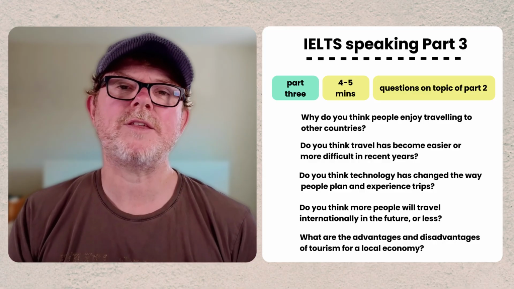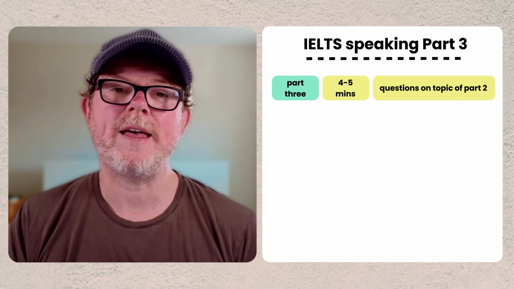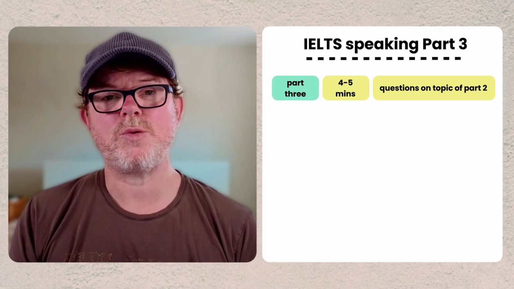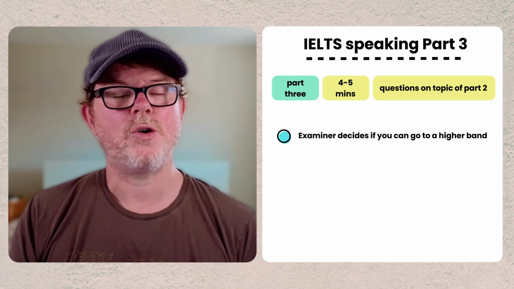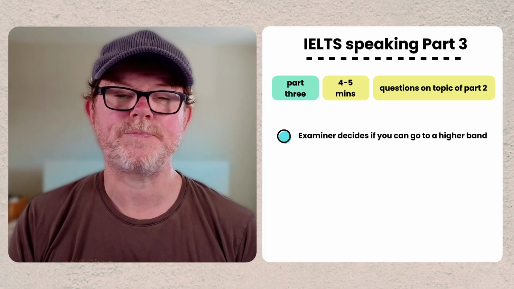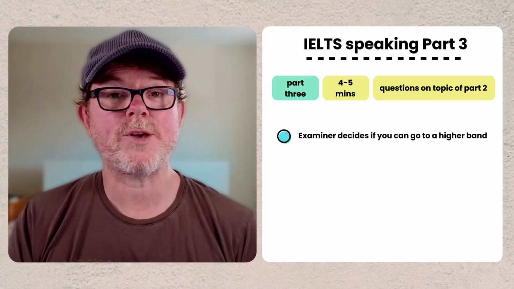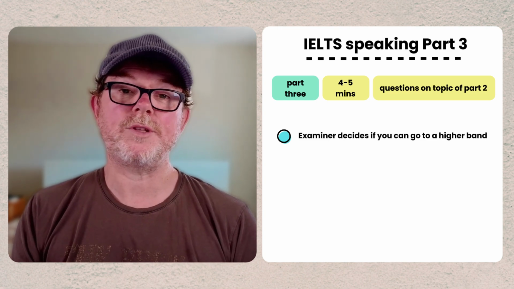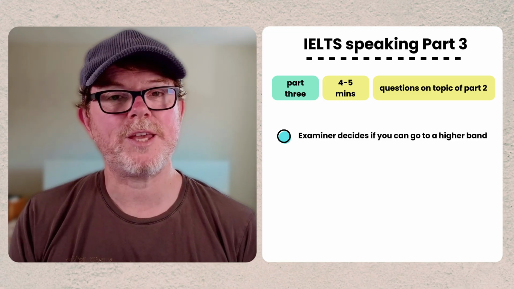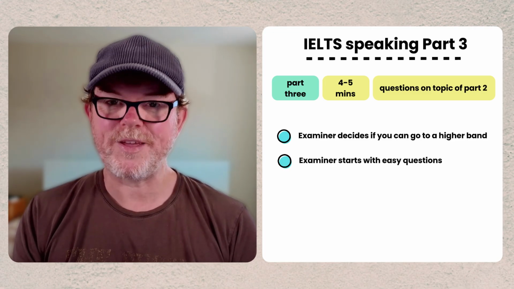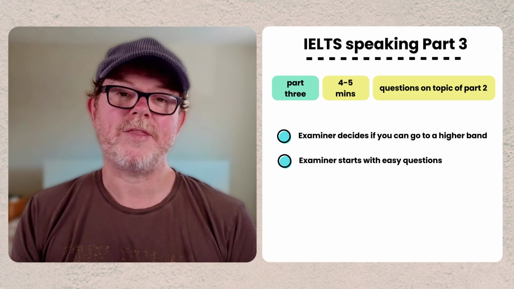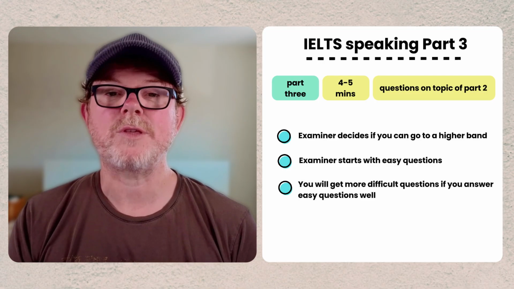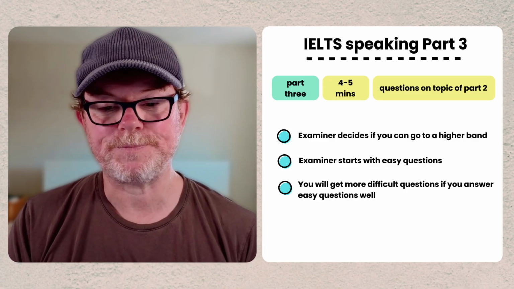Now, part 3 is important because it's where the examiner kind of decides whether you can go up to the higher bands or you're going to stay at the lower bands. They will have a list of questions in front of them. Some of them will be easier, some of them will be more difficult. They will start with the easier questions. If they feel that you can answer them well, then they will move on to the more difficult ones. If they feel you can't, they will stay with the easier ones.